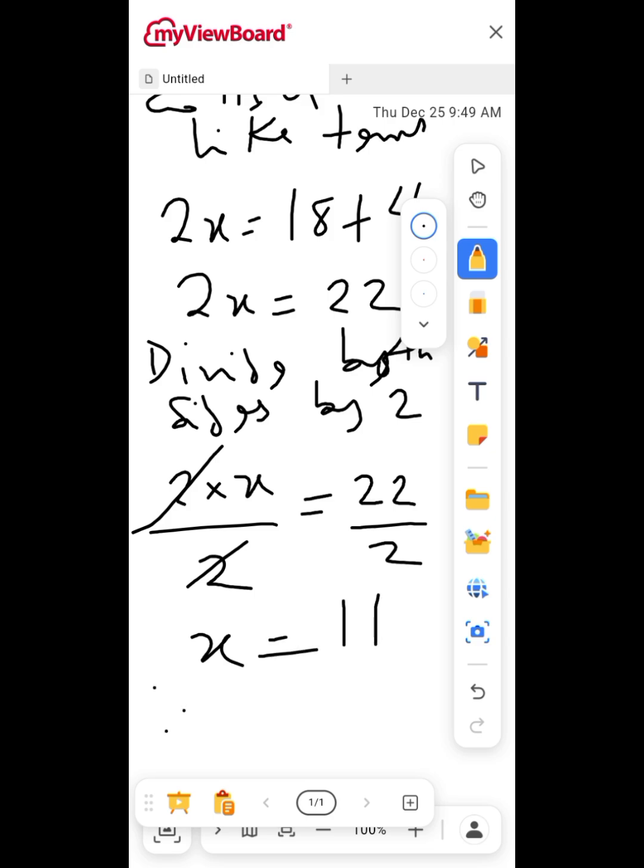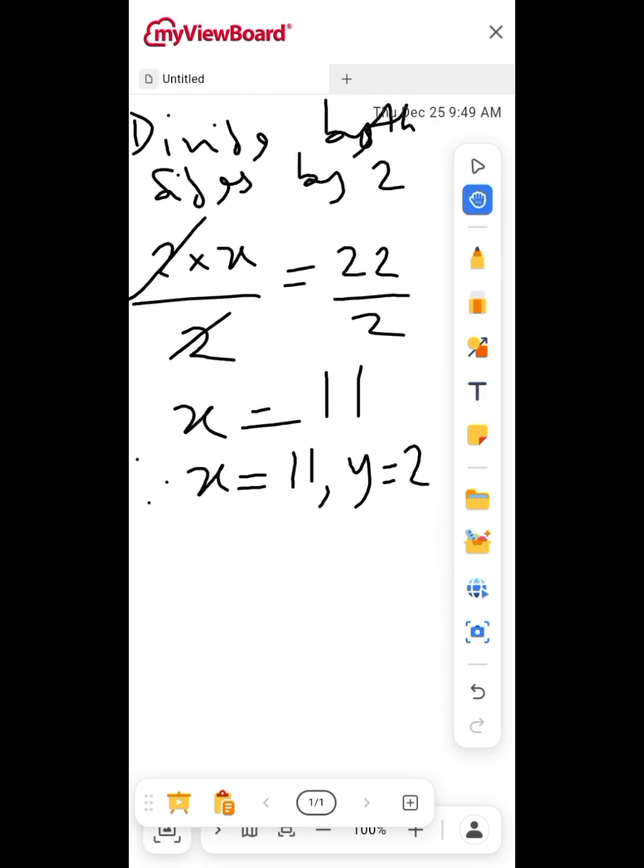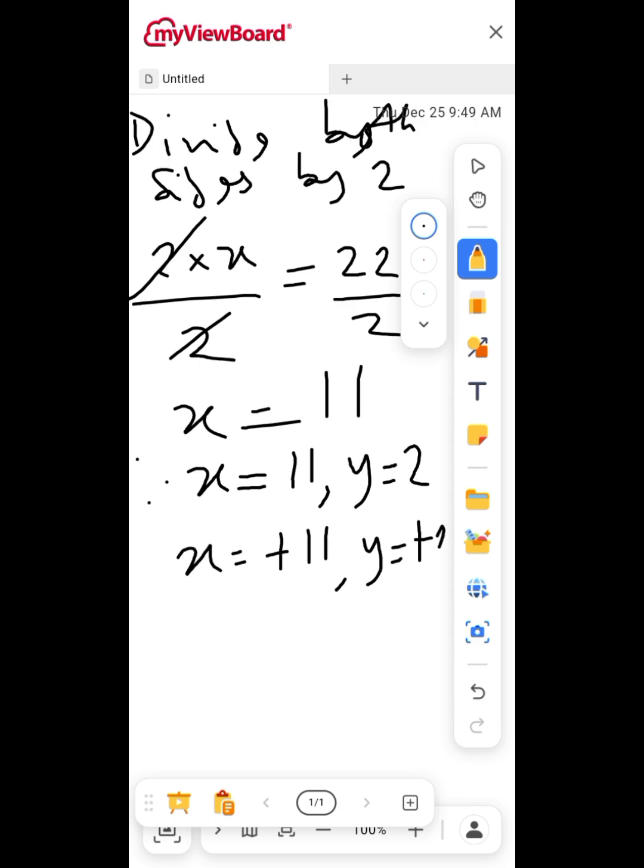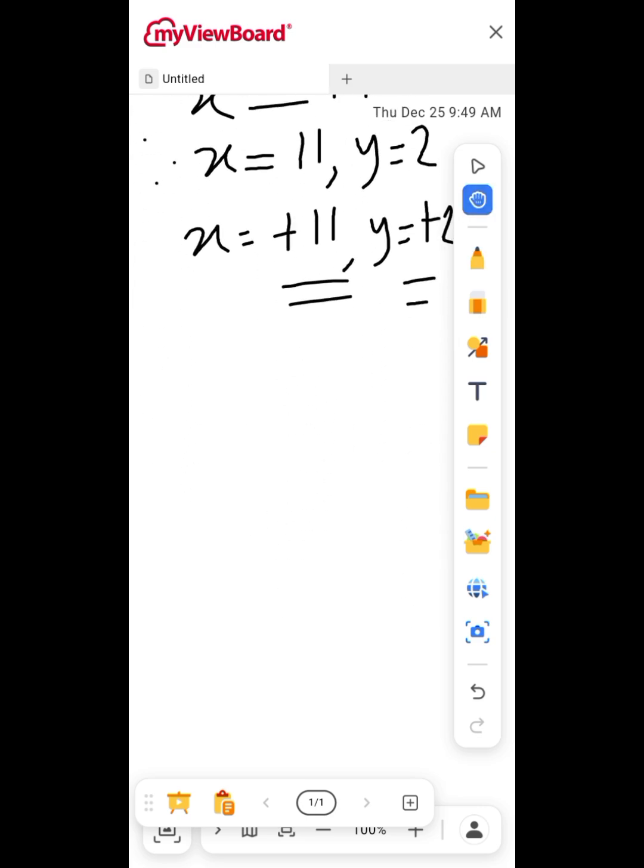So we have been able to find values for x and y. x equals 11 and y equals 2. And in another space, somebody else can say x equals plus 11, y equals plus 2. So this way, you have been able to solve your simultaneous equation using the elimination method.